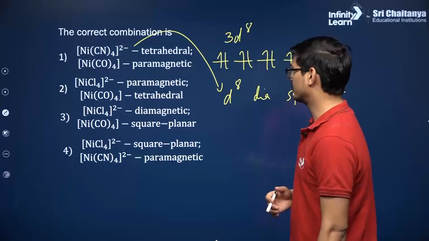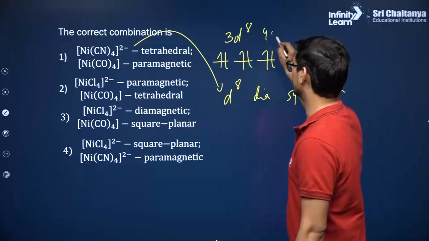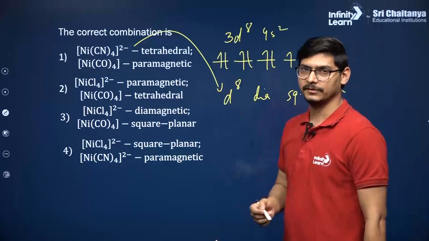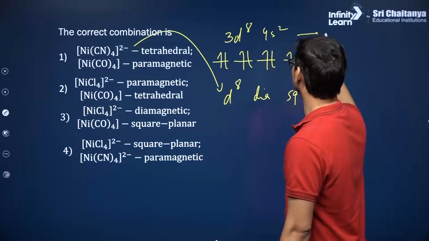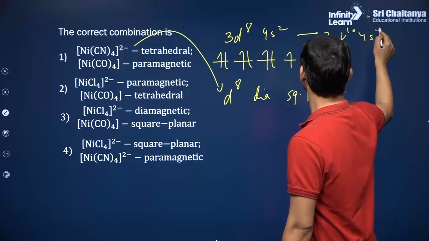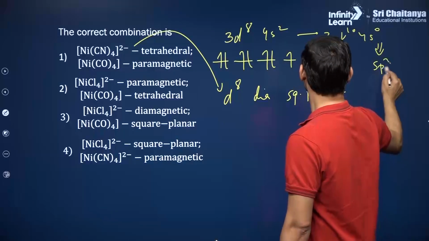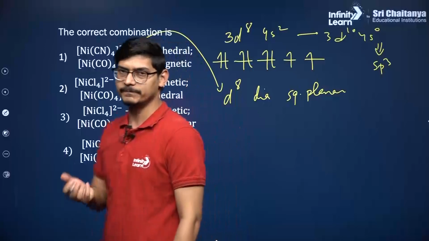Ni(CO)4, the oxidation number of nickel is 0, so nickel is 3d8 4s2. The s electrons of this nickel are sent back to the d orbital, leaving 3d10 and 4s0, and then we can have sp3 hybridization and obviously tetrahedral geometry, right?